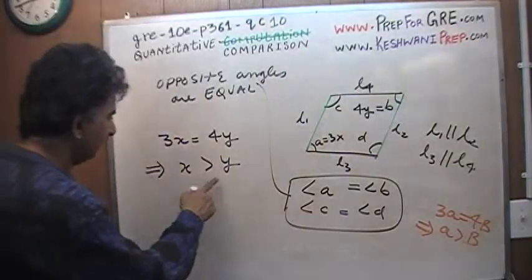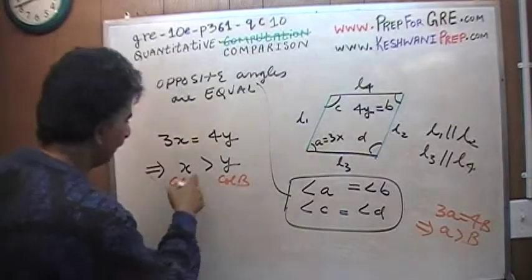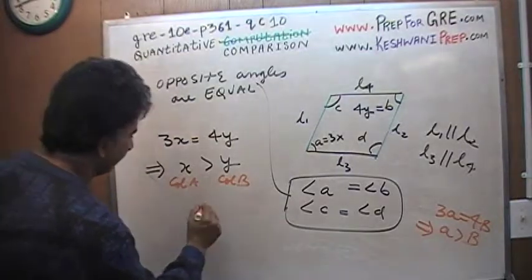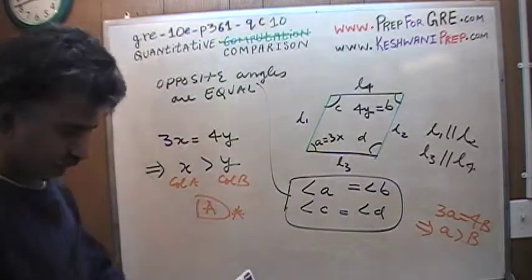This is your column A, this is your column B, and we already established that column A is more than column B. The answer is A. That's all. That's it, we're done.